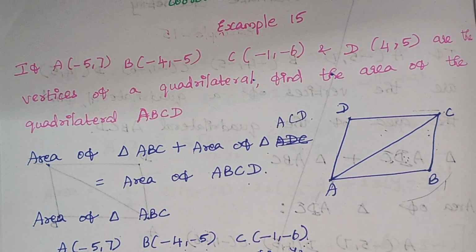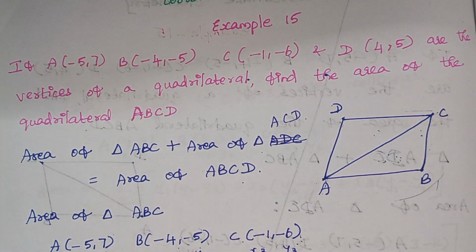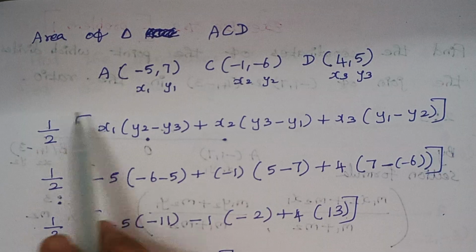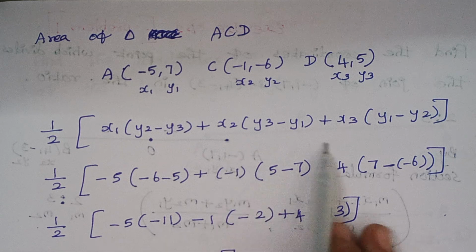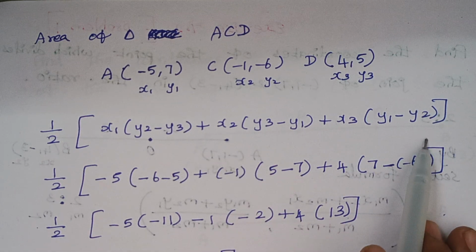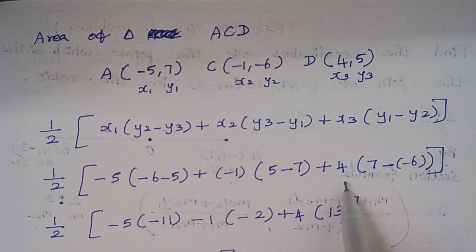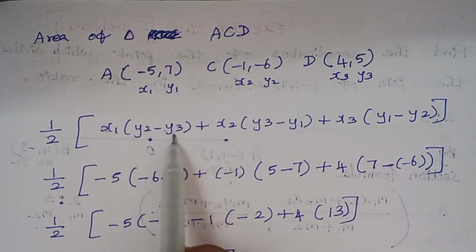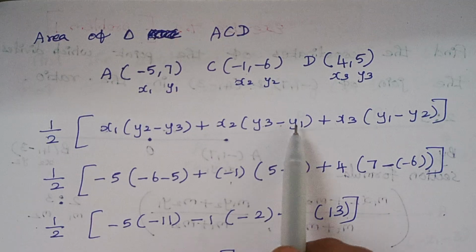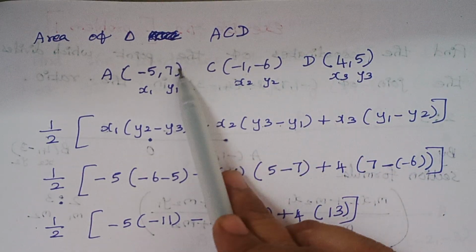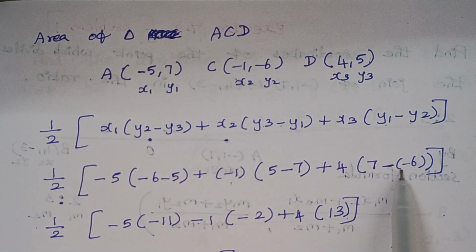Next, I am going to calculate the area of the triangle ACD, right? So again, write down the coordinates value A, C and D. Again, we are making use of the same area of the triangle formula, right? Now when you substitute the values, x1 is minus 5, x2 is minus 1 and x3 is 4, right? Then y2 minus y3. So minus 6 minus 5, right? y3 minus y1. 5 minus 7 and y1 minus y2. 7 minus of minus 6, right?